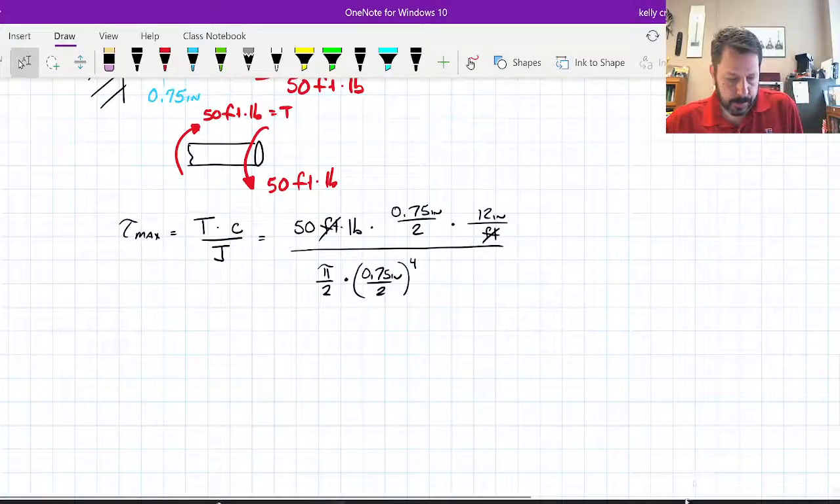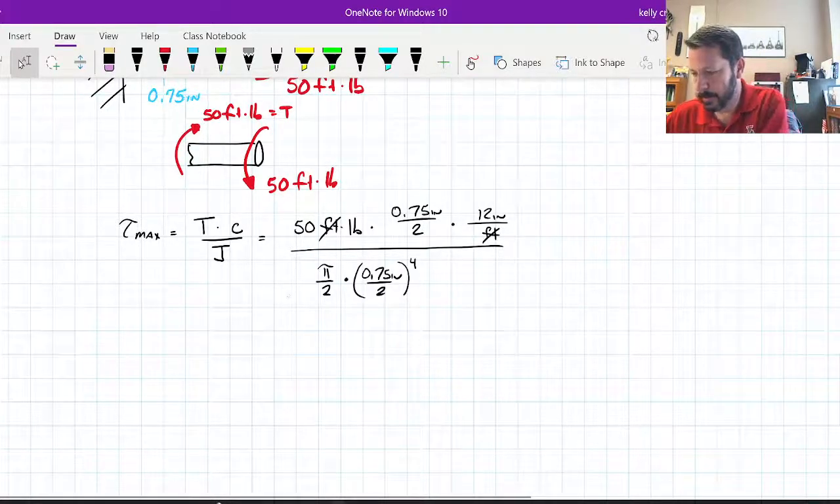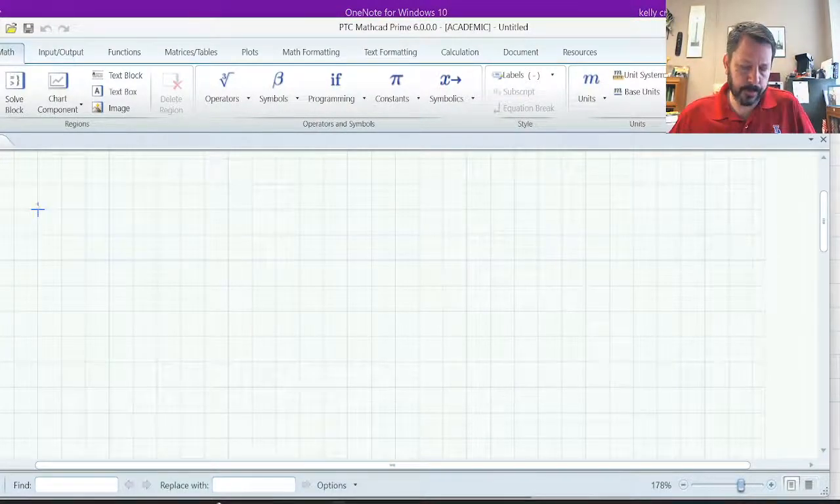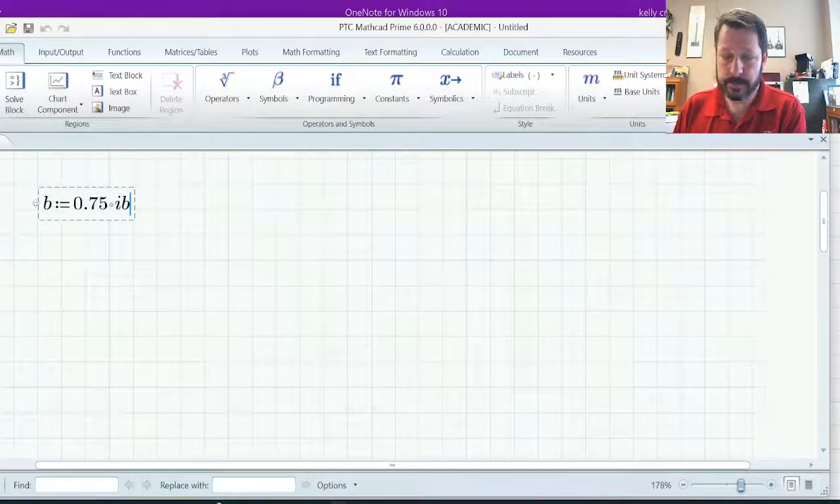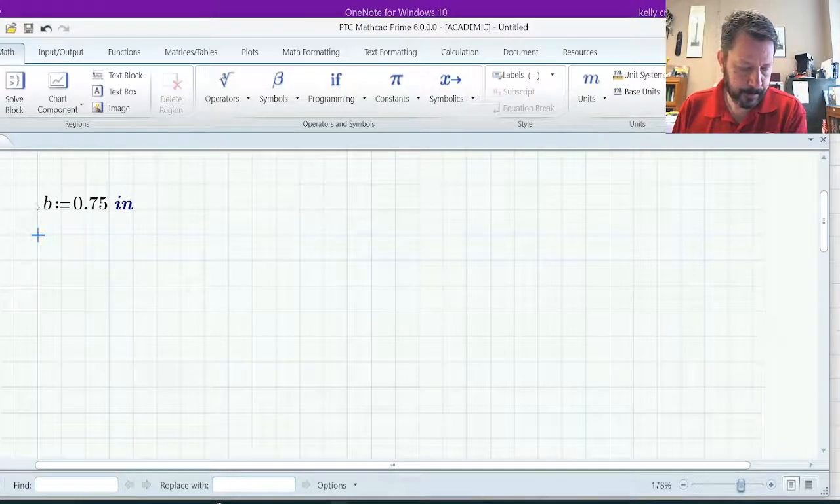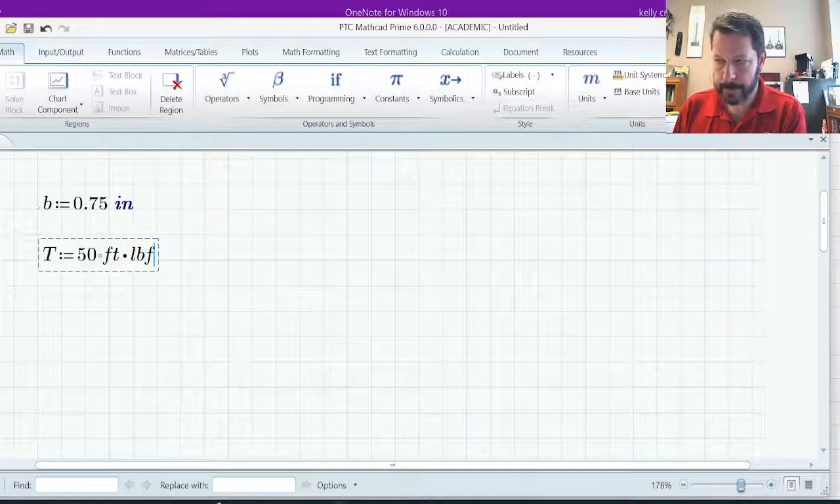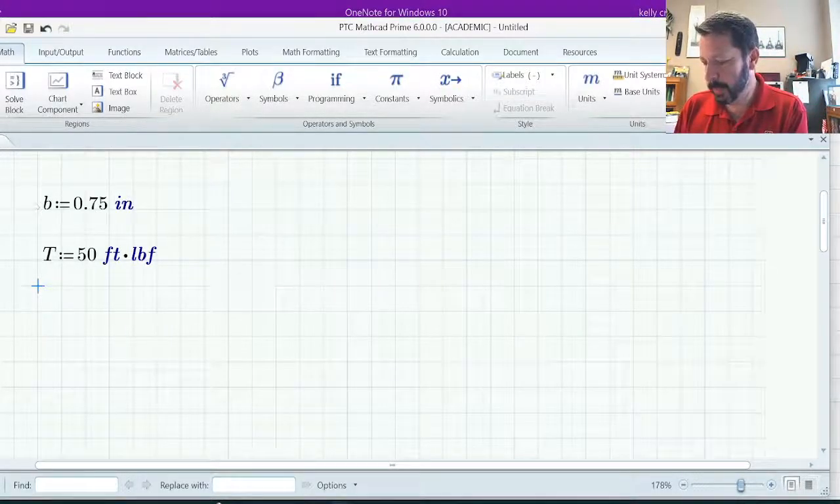Let's get math. I think I have MathCAD open because I don't have a calculator handy right here. And let's see if we can put these into an equation to solve for it. All right, so we had B was 0.75 inches. We had T was 50 foot-pounds. MathCAD will want pound force for that. We don't have a value for J. We'll calculate that one here in a sec.